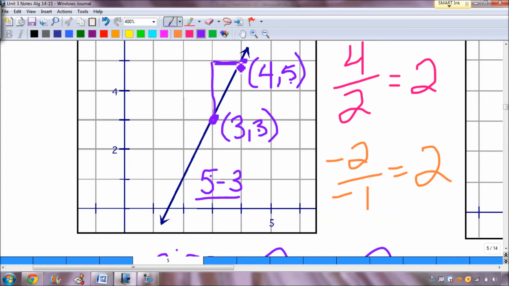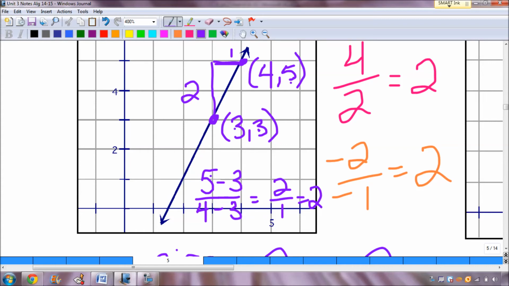So my run, it went over 1, but what could I do with the 4 and the 3 to figure that out? I can just subtract them. So that's how you get 2 over 1, which is 2, okay? So if you're not given a graph, you can subtract your coordinates to figure out what your answer is.